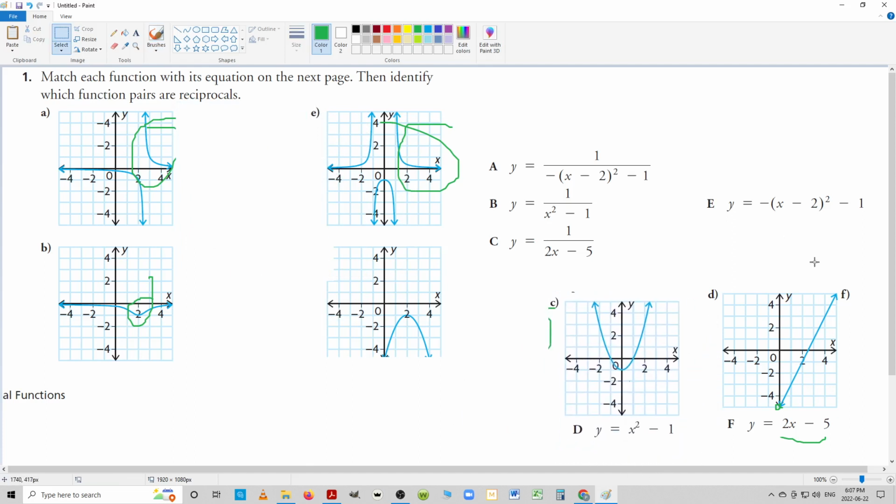Let's find the other parabola. Well, there it is there. Let's confirm that's a downward facing parabola. Let's confirm the vertex. The vertex is going to be (2, -1). Sure enough, (2, -1) right there. So I'm going to just delete these because they're pretty obvious.